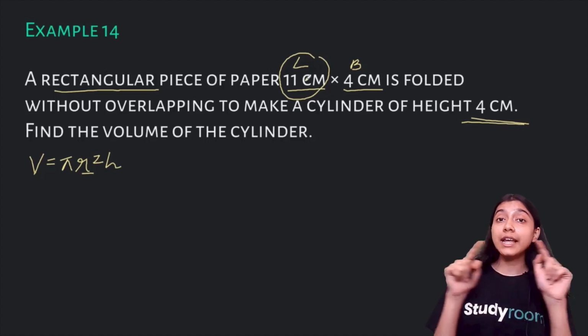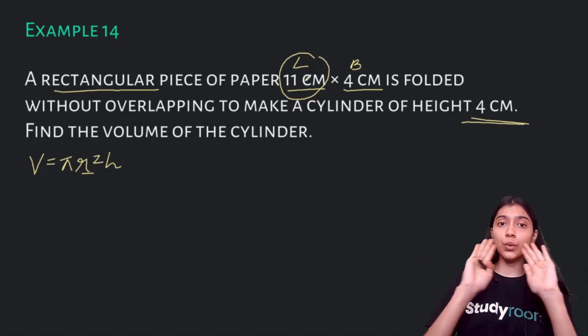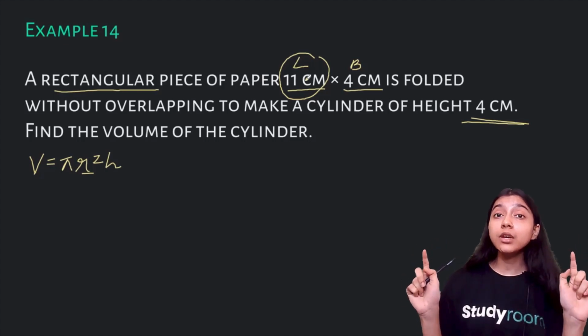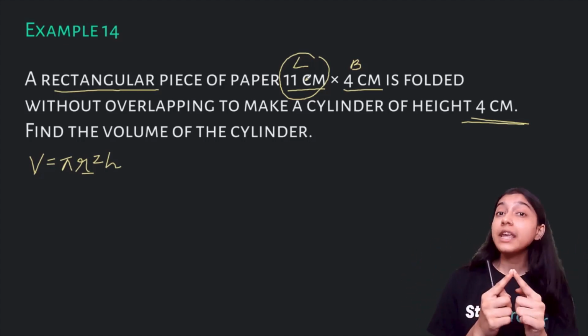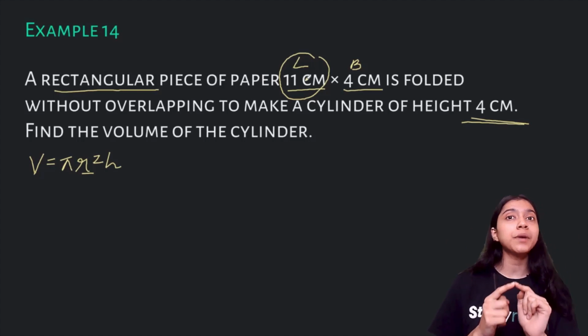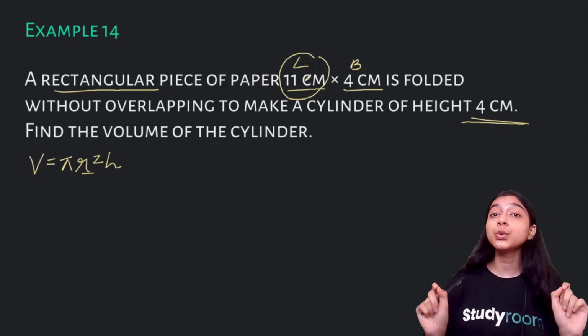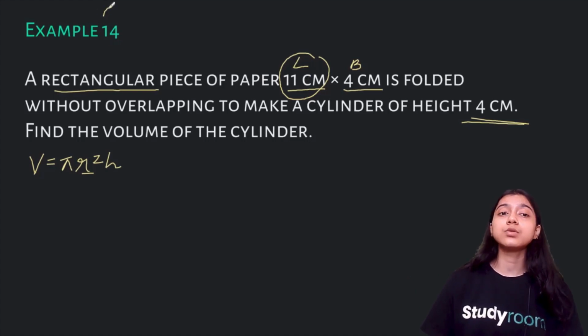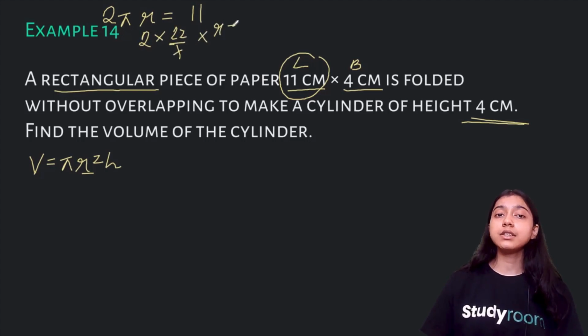So from here we can say that the length of this rectangular sheet of paper will be folded in this way. So the length of this rectangle will be equal to the circumference of the base of the cylinder, which is equal to 2 pi r. So length is equal to 2 pi r. So here we can say that length will be equal to circumference, that is 2 pi r. So 2 pi r is equal to the length, that is 11.